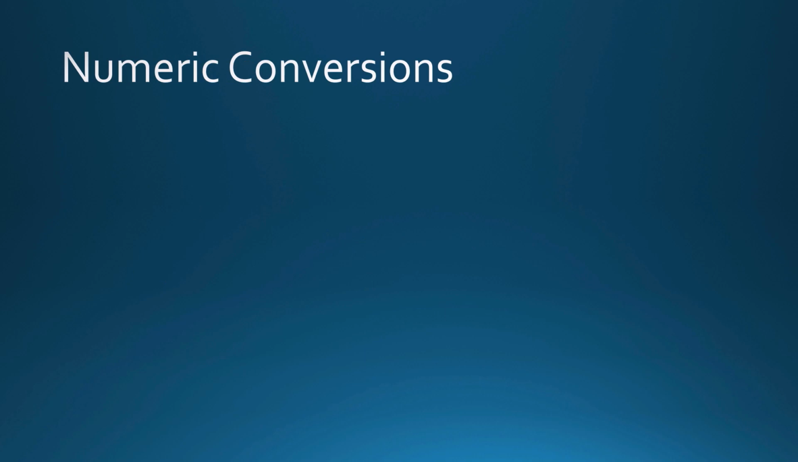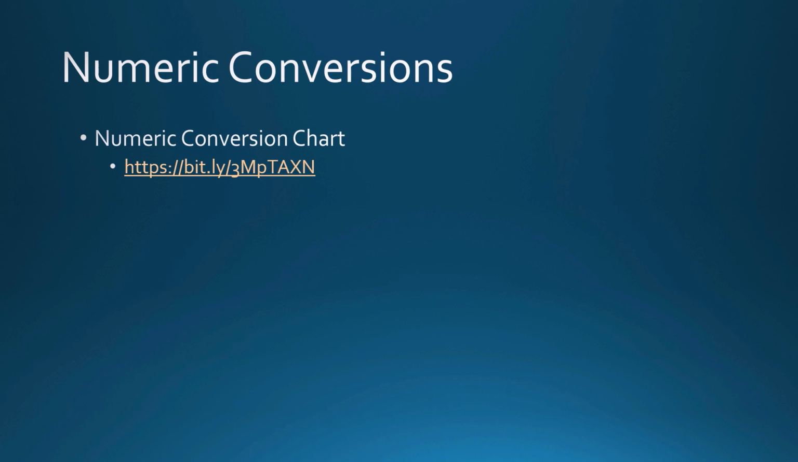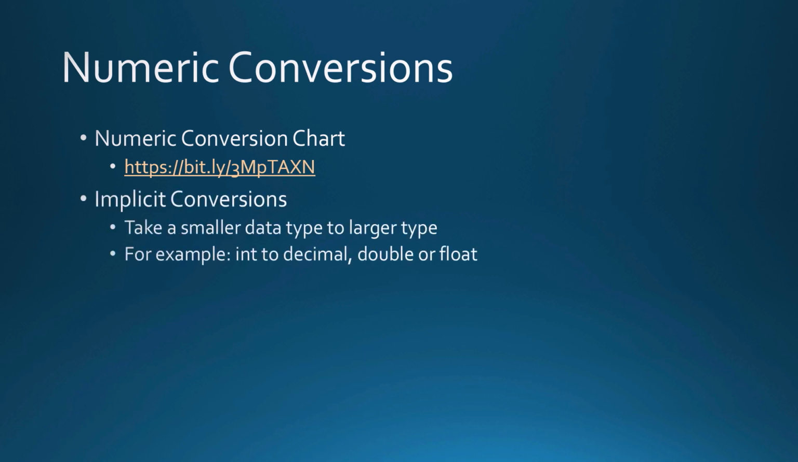You need to be very careful about doing numeric conversions. So there's a handy numeric conversion chart up on Microsoft's website. You can get to it by this URL here. And what it'll talk about is doing what are called implicit conversions, where you take a smaller data type and convert it to a larger data type. For example, taking an integer to a decimal, or an integer to a double, or an integer to a float would be an example of something that you can just do implicitly.